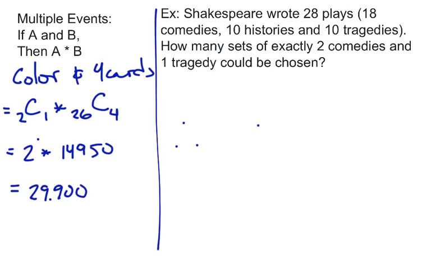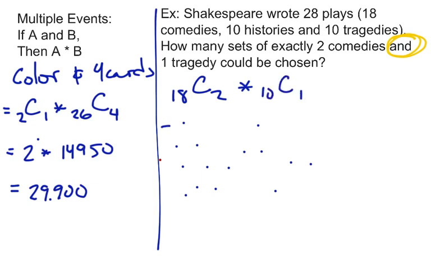Let's take a look at another example. With Shakespeare, who wrote 28 plays, 18 comedies, 10 histories, 10 tragedies. How many ways can we get exactly 2 comedies and 1 tragedy? So this is again a time where we're looking for an and situation. So the number of ways we can choose exactly two comedies. Well, out of the 18 comedies that there are, we want to take 2 of them. And means multiply. Number of ways we can get a tragedy. Well, there are 10 tragedies, and we want to get 1 of them. Once again, we just multiply these out.